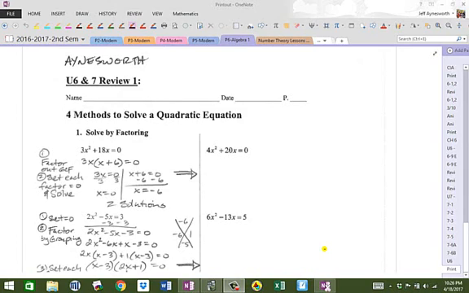Okay, everybody, this is Mr. Ainsworth, and we're going to get into a full quadratic review. I'm talking about how to solve quadratics using all the different methods, how to graph quadratics of all the different types. So get the following things ready.